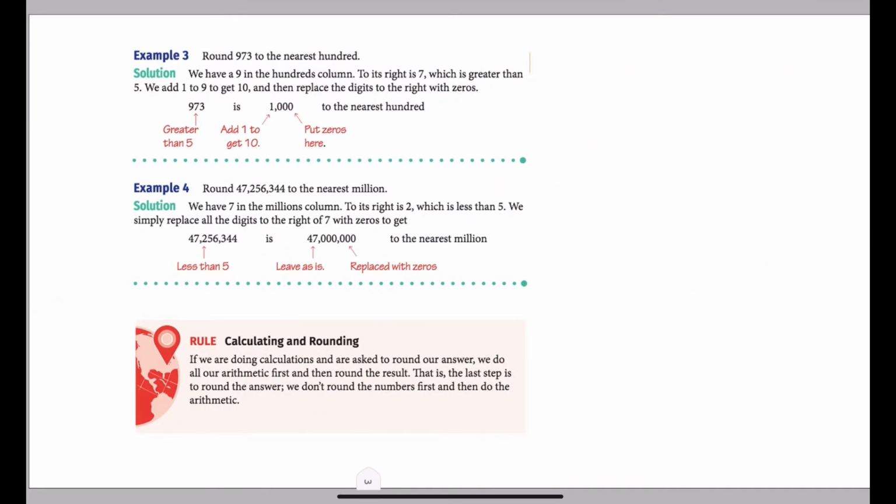Okay, let's look at a couple more, just so we get some practice. So round 973 to the nearest hundred. Ooh, interesting. So if I had $973, would I say that's closer to $900, or is that closer to, well, what's after 900? Well, 9 is the biggest number that will fit in the hundreds place. So after that, we'll have to move into the thousands place. So 973 is pretty close to 1,000.